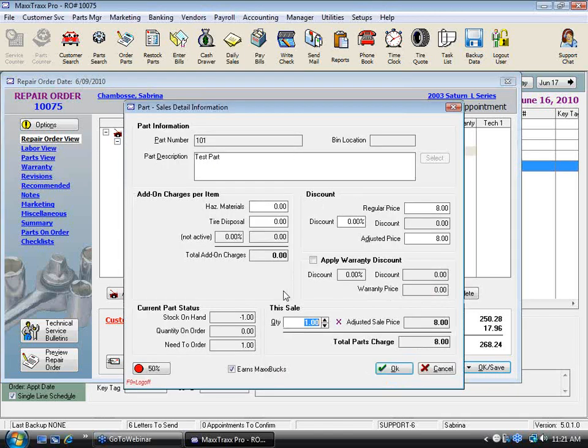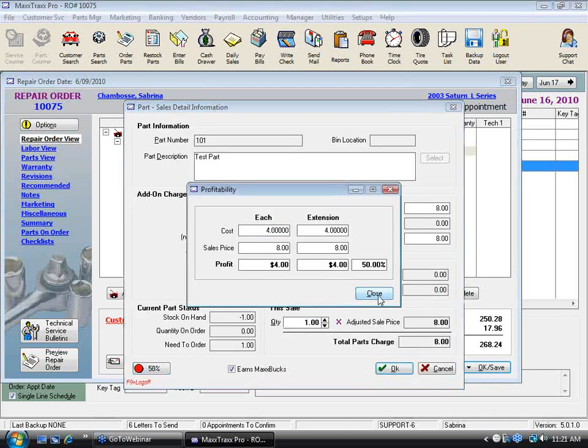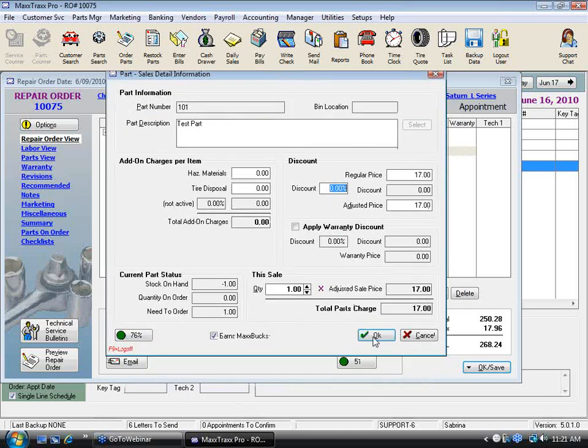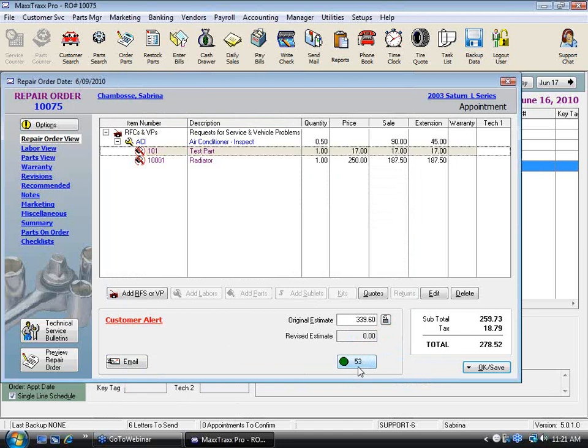You know, this test part, how much did I pay for this? $4. Now I'm going to go ahead and charge $17 for this part. And it happens. You guys get a deal on a part. So I'm 76% profitable here. What's this do to my overall profitability? 51? Bumps me up to 53. So these are our tools and guidelines.